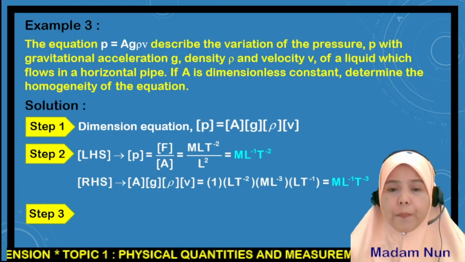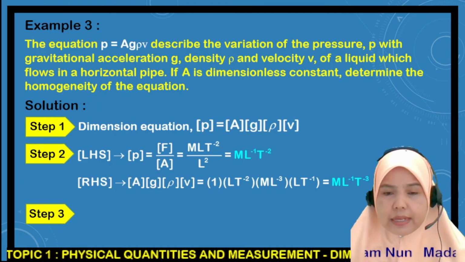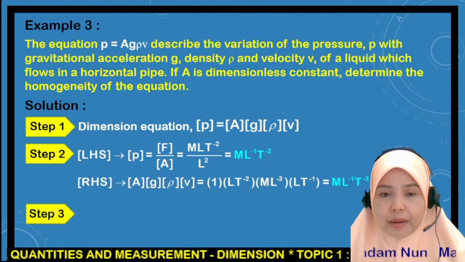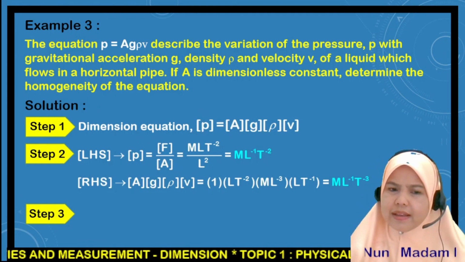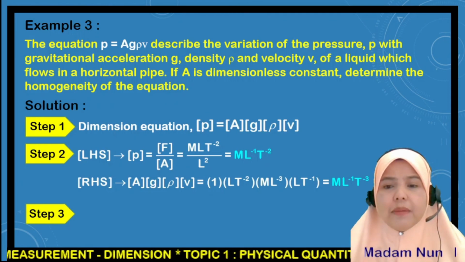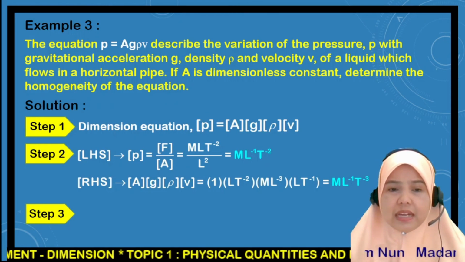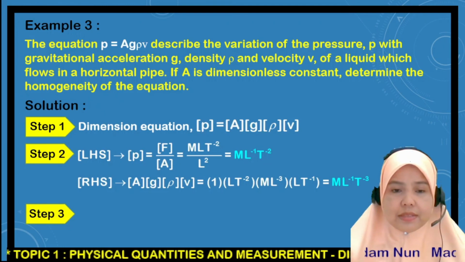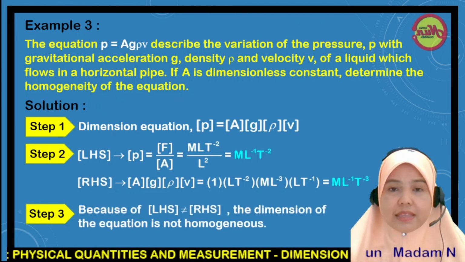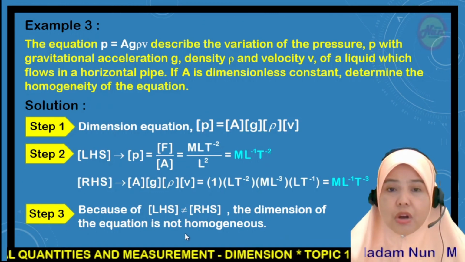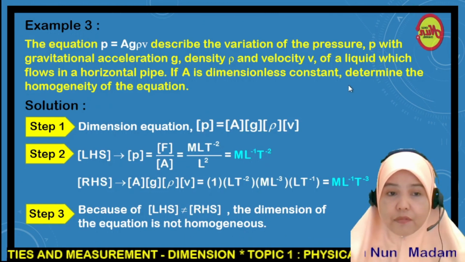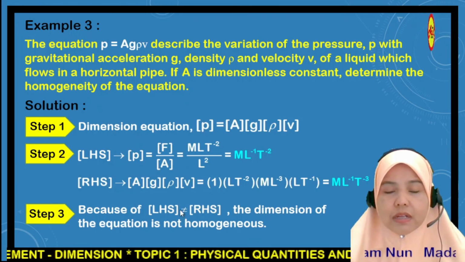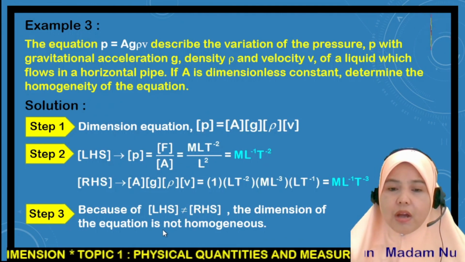Okay, now we compare the dimension at the left hand side with the dimension at the right hand side. If you look at it, the left hand side is ML^-1T^-2, but the right hand side is ML^-1T^-3, meaning that the dimension at the left hand side is not equal to the dimension at the right hand side. Because of that, we can say that the equation is not homogeneous, because you need to identify the homogeneity of the equation. Because the dimensions at both sides are not equal, we say that the dimension of this equation is not homogeneous.